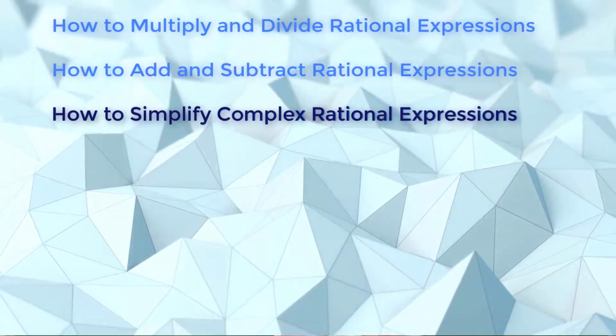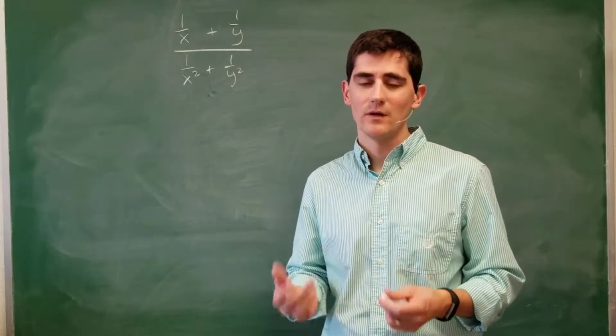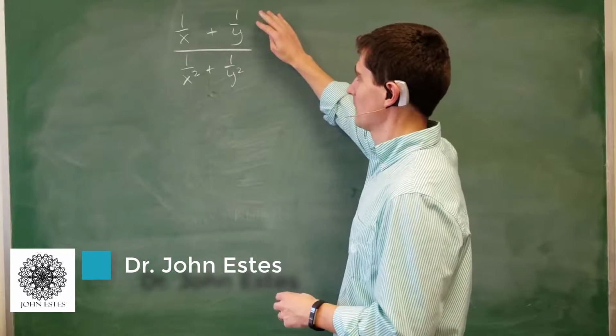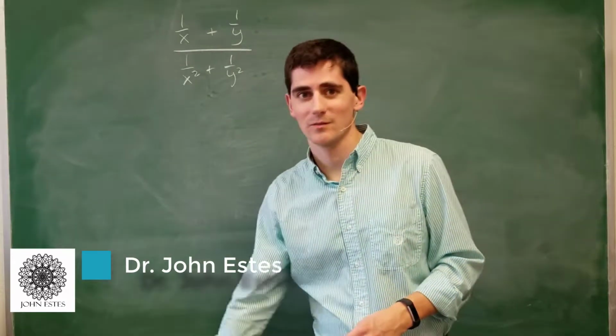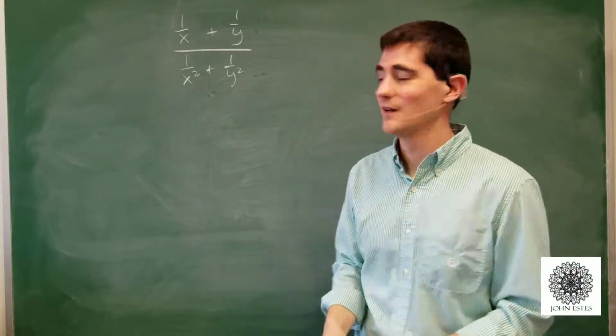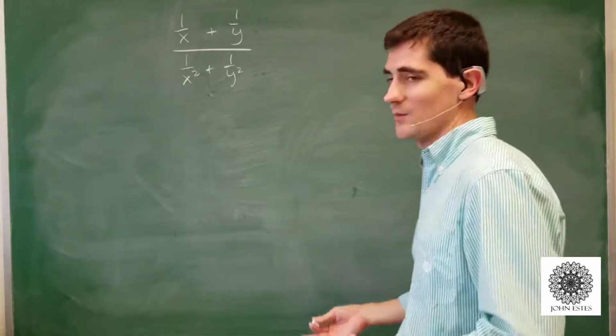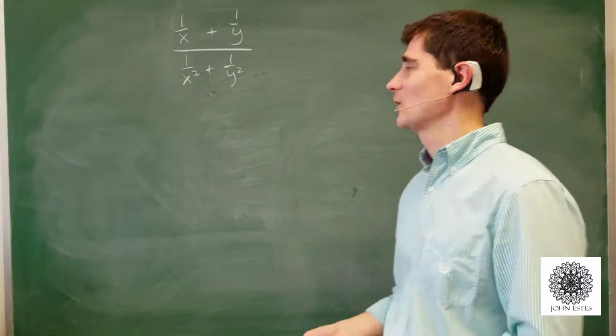I want to show you how to simplify what we call complex rational expressions, which is actually a rational expression over a rational expression. Can we reduce this down? If you look at this example, we have 1 over x plus 1 over y divided by 1 over x squared plus 1 over y squared.